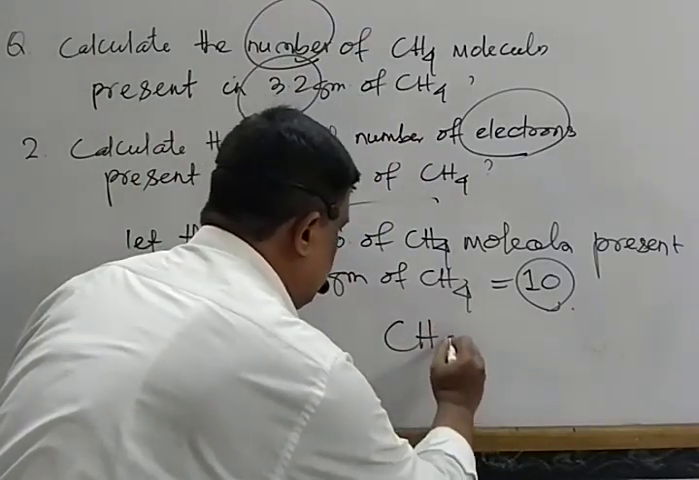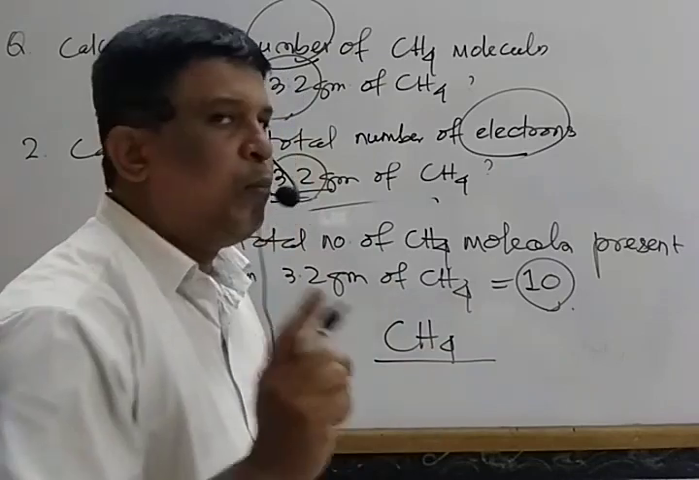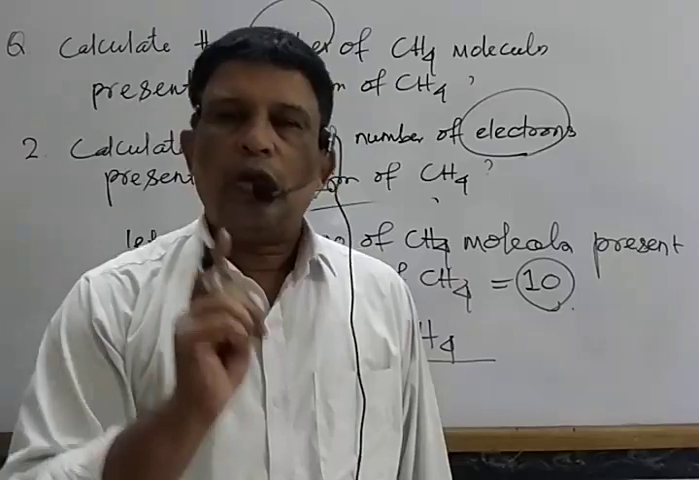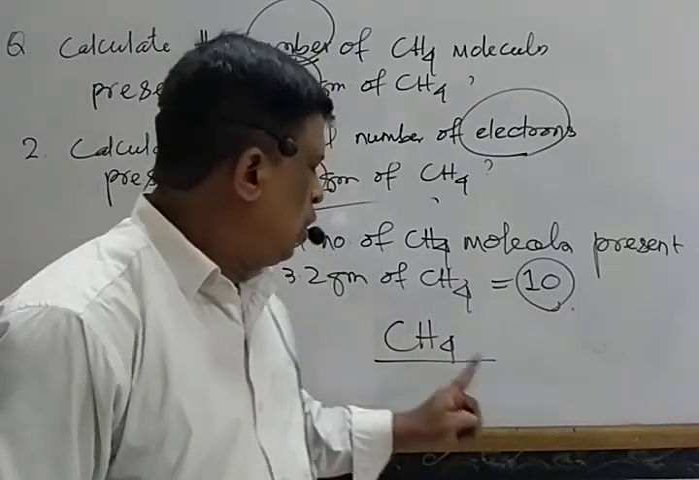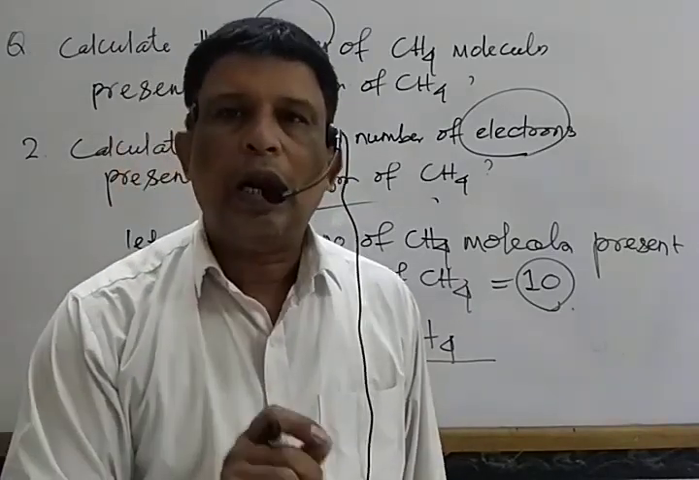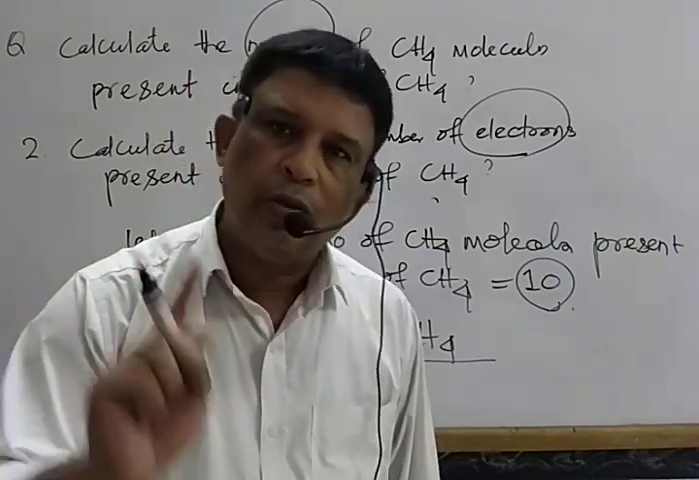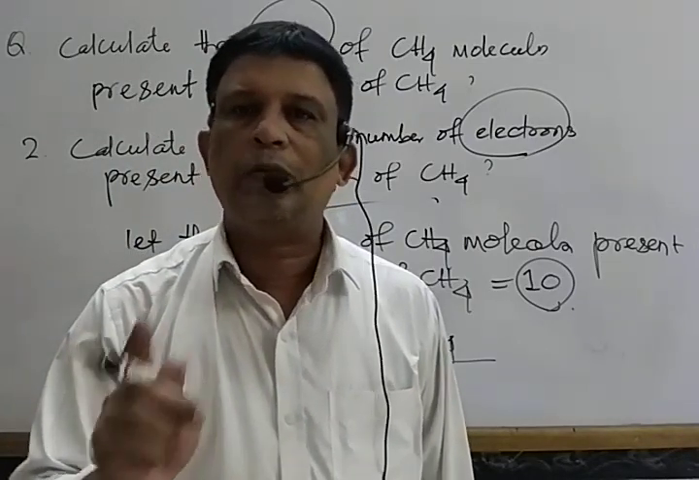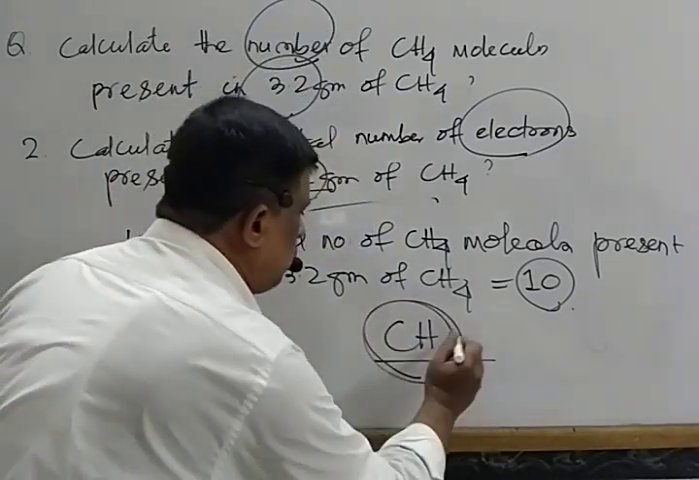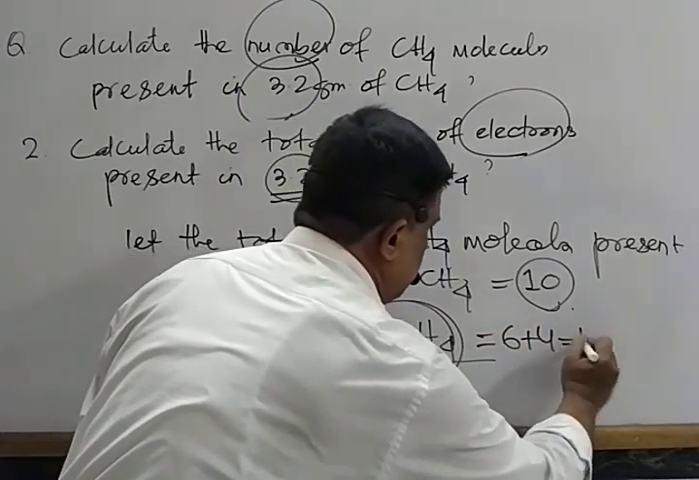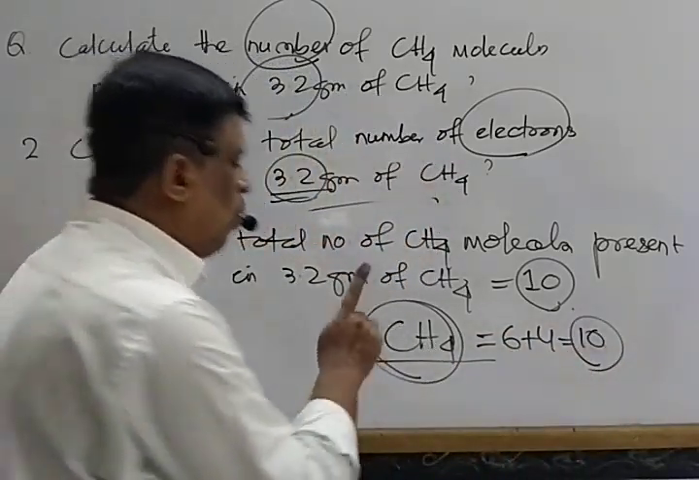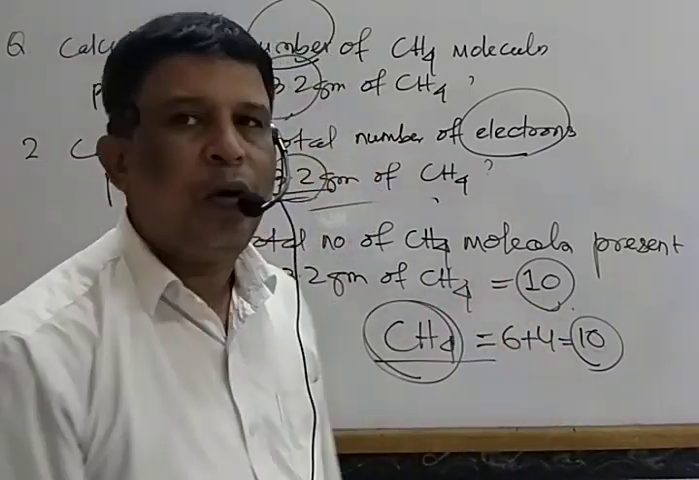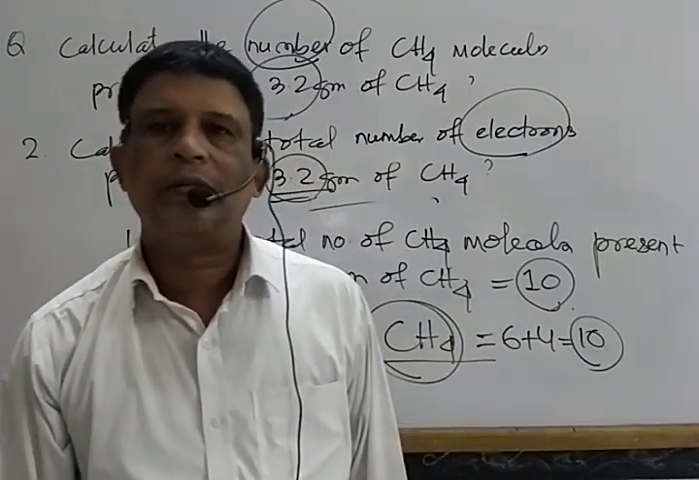One CH4 contains 1 carbon, 4 hydrogen. The atomic number of carbon is 6, so the number of electrons is 6. The atomic number of hydrogen is 1, so the number of electrons is 1. As 4 hydrogen are there, the total number of electrons in hydrogen is 4. So the total number of electrons in one molecule is 6 plus 4, that is 10. So one methane molecule contains 10 electrons. So the total number of electrons in 10 molecules is 10 into 10, 100 electrons.